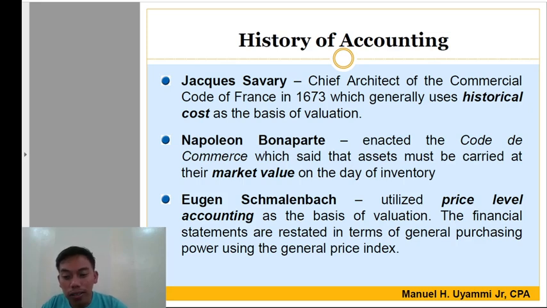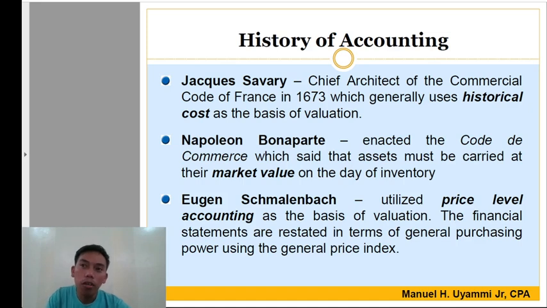Still doon pa tayo sa evolvement of the double entry system. So, sa history of accounting, andun development of three primary basis or primary valuation methods of accounting. So, we have three names here. We have Jacques Savary, Napoleon Bonaparte, and Eugene Smolenbach. So si Jacques Savary, he is the chief architect of the Commercial Code of France in 1673, which generally uses historical cost as the basis of valuation.